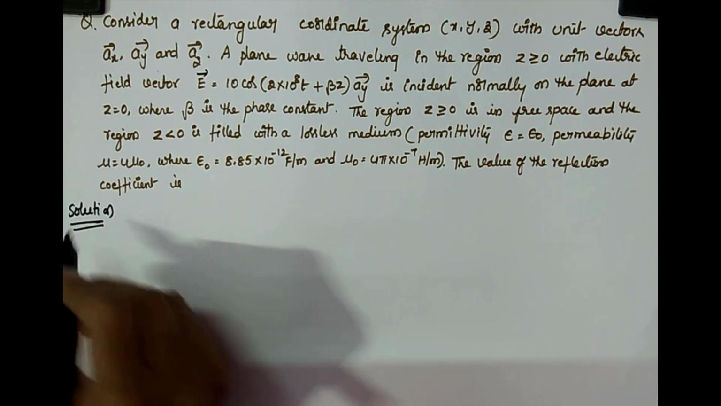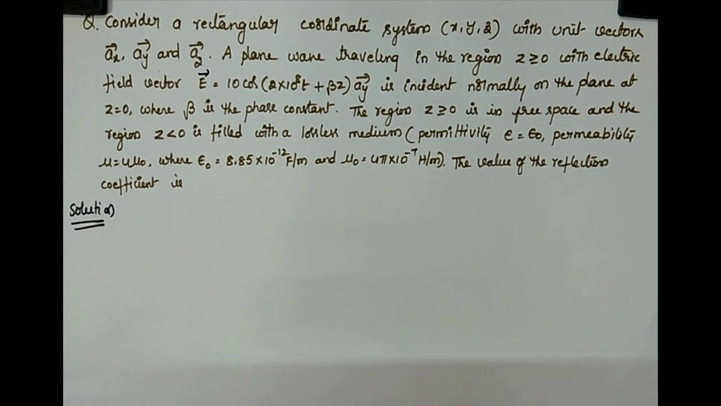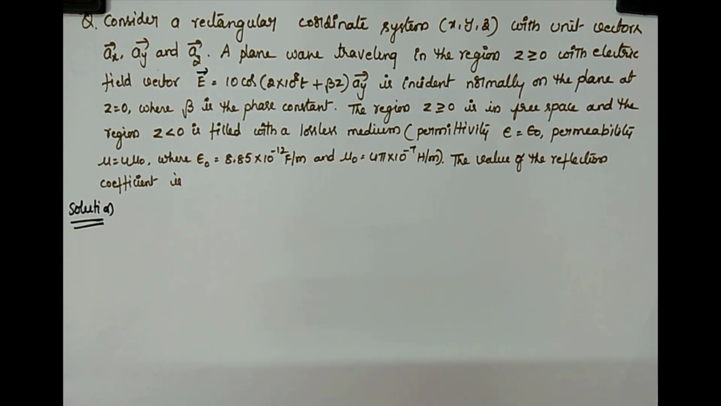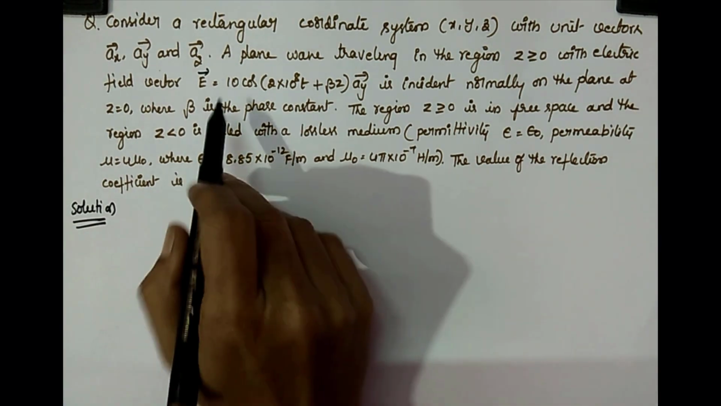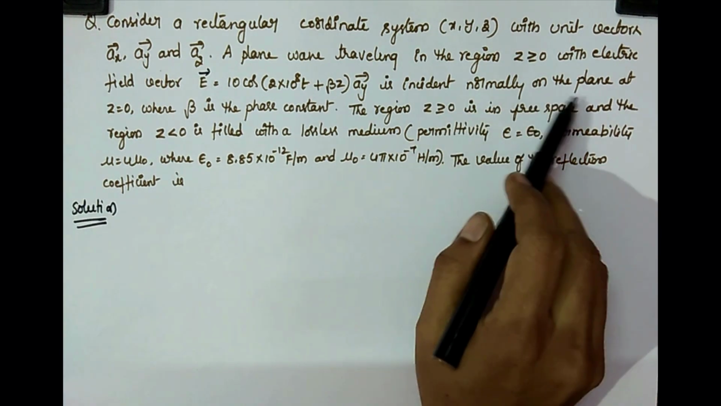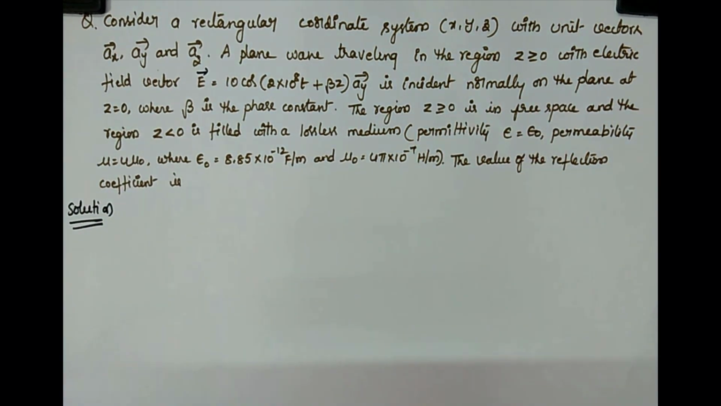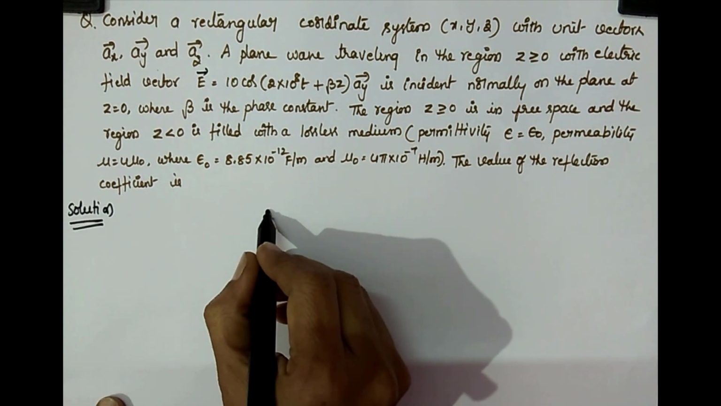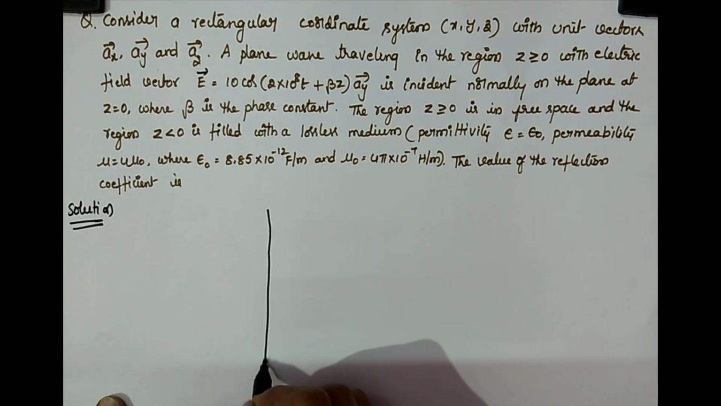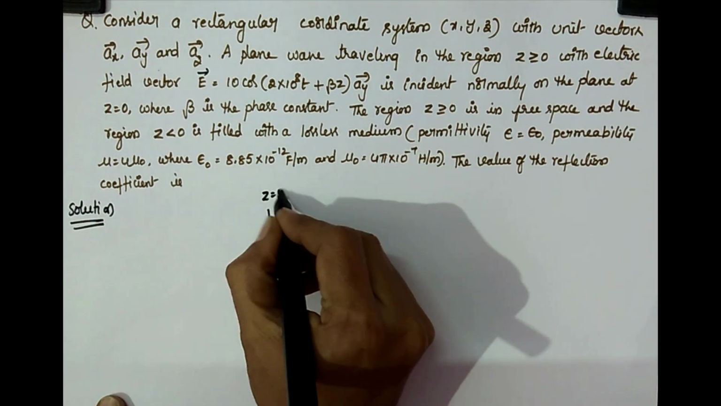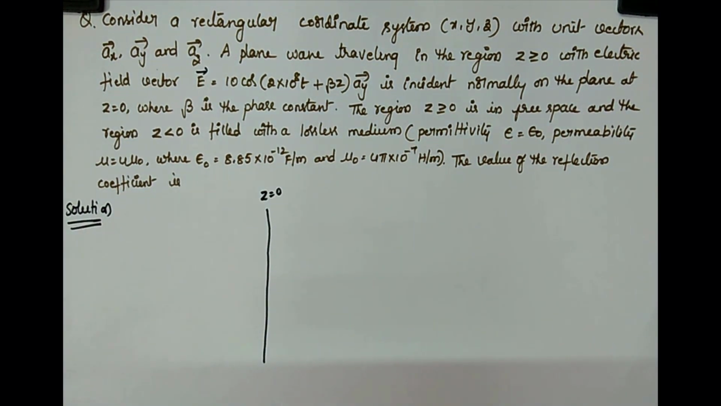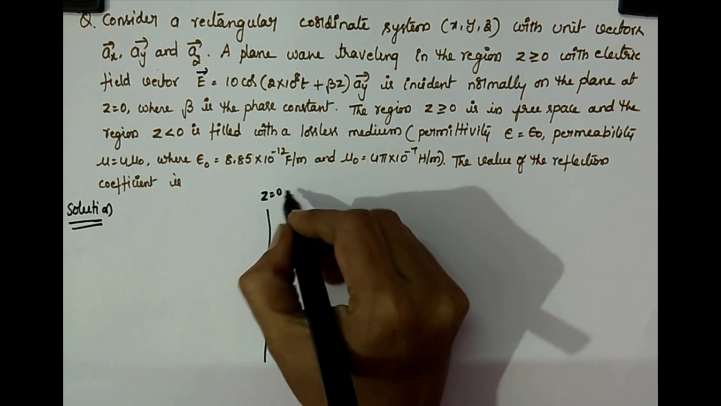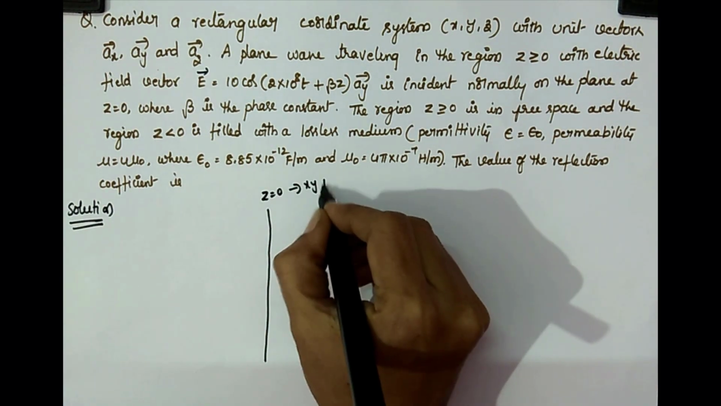We'll see the solution. What is the problem here? A plane wave is traveling in the region z ≥ 0 with this E and is incident normally on the plane at z = 0. So what is this problem actually? Take the z = 0 plane. z = 0 plane is nothing but the xy plane.